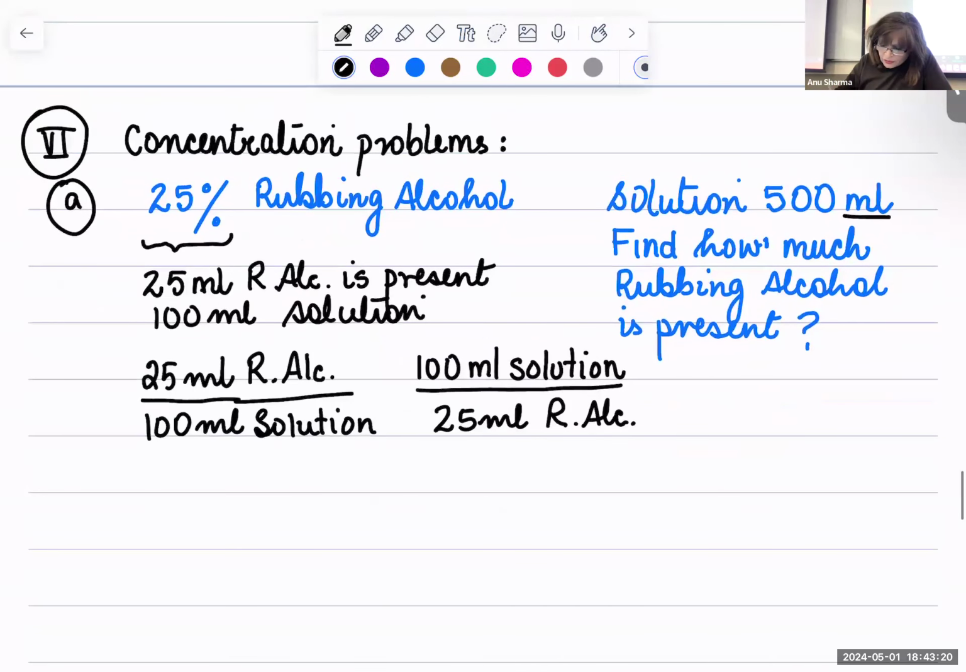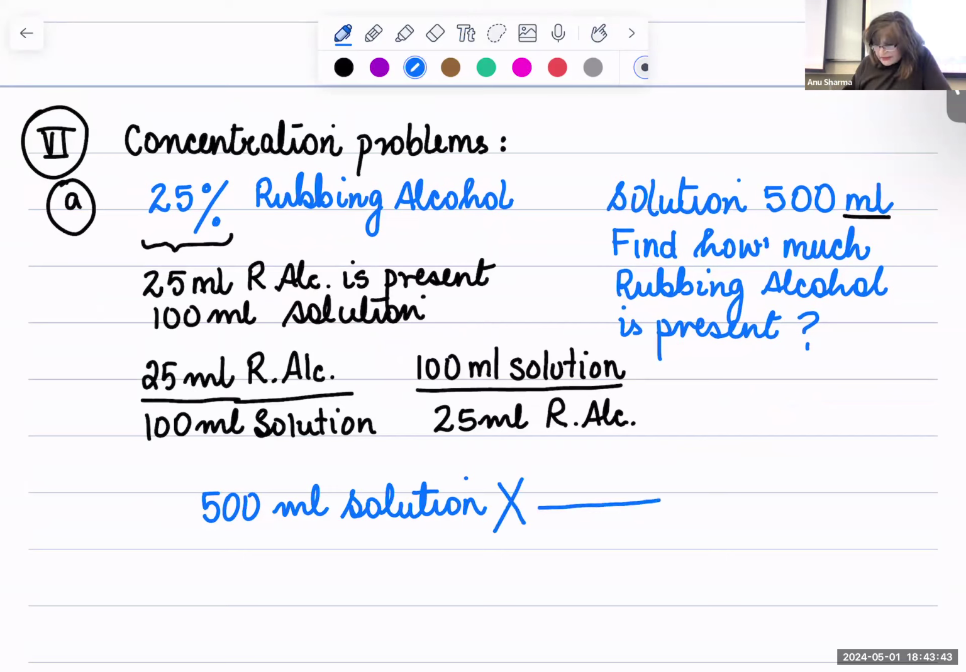Next thing is, here you are given 500 milliliters of solution. If you take out 500 milliliters of this solution, okay, so 500 milliliters of the solution will contain how much alcohol? So you take 500 milliliters of the solution times that conversion factor, that cancels out.